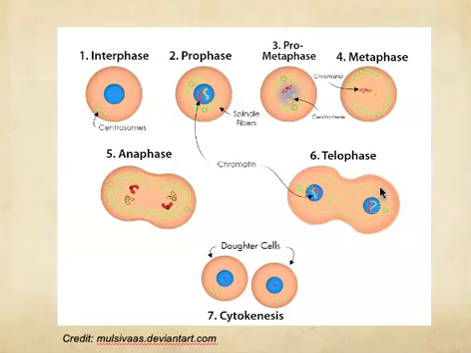At the end of telophase, cytokinesis occurs. Cytokinesis, if you translate it, means division of the cytoplasm. So during cytokinesis, we're going to see the membrane of the parent cell divide down the center and eventually pinch off, producing two daughter cells.